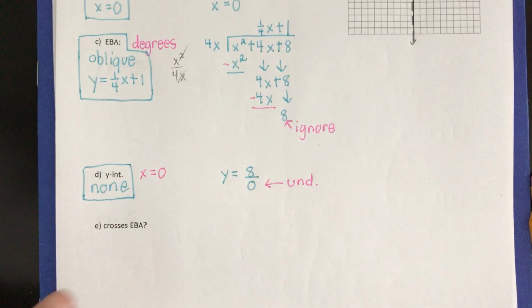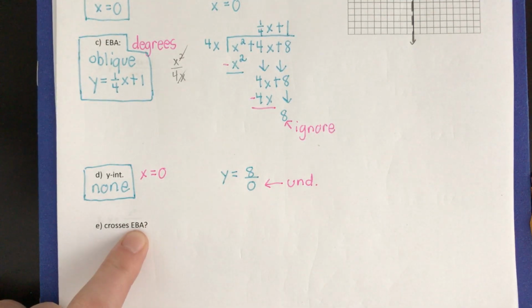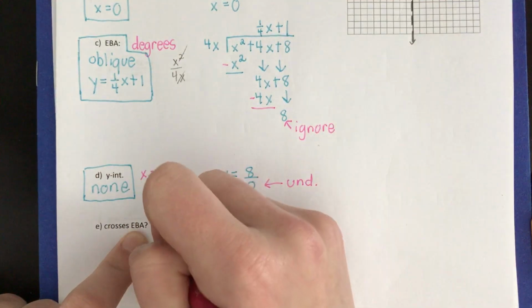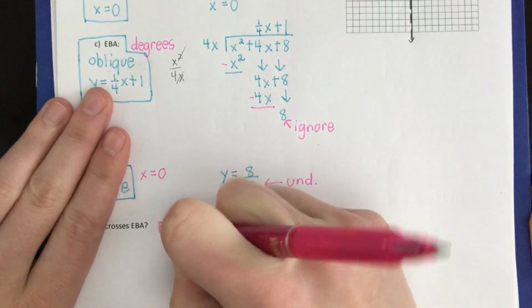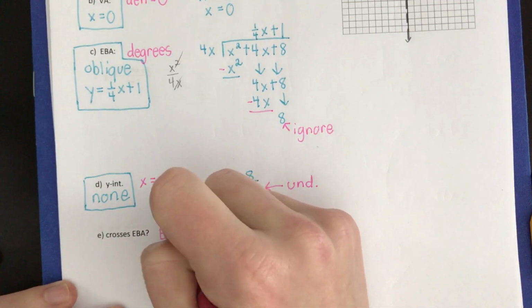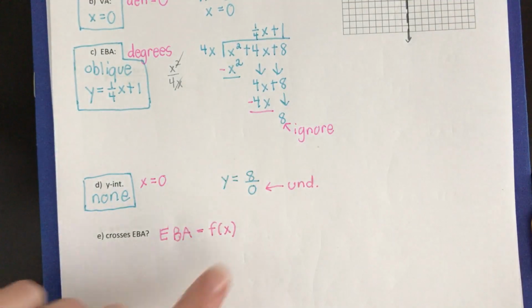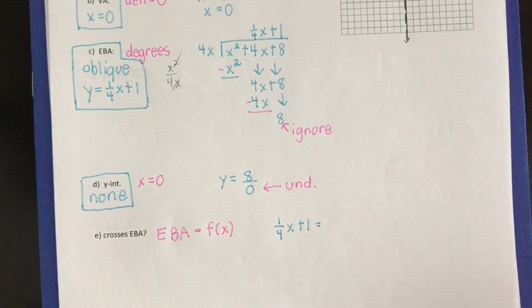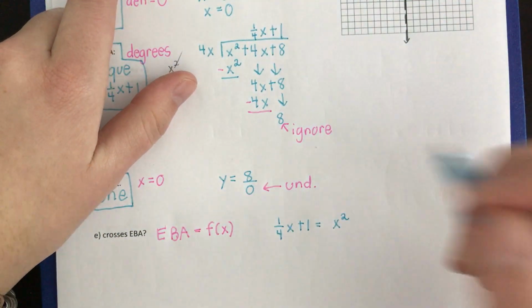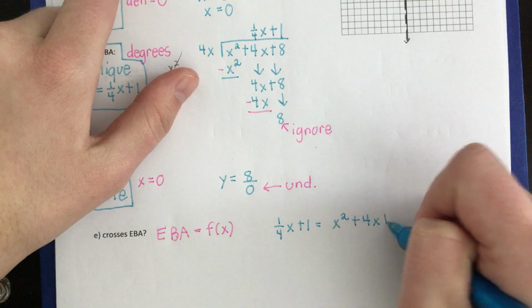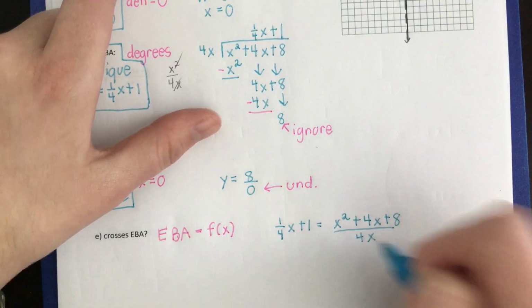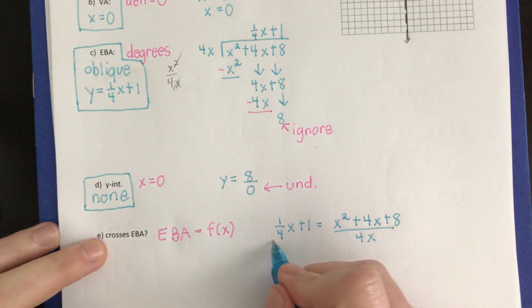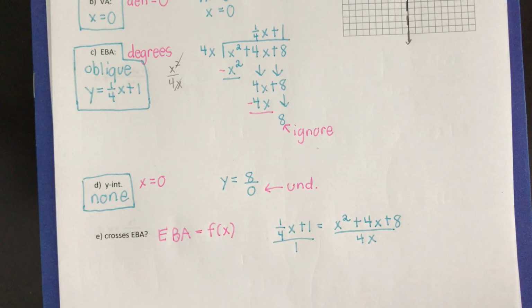Okay, so no y-intercepts. Do we cross the end behavior asymptote? Do we cross the oblique asymptote? So remember, EBA equals f of x. In other words, 1/4 x plus 1 equals x squared plus 4x plus 8 over 4x. So you're going to put this over 1. I know that a fraction in a fraction is a pain. You're going to distribute this term to both terms of the numerator.